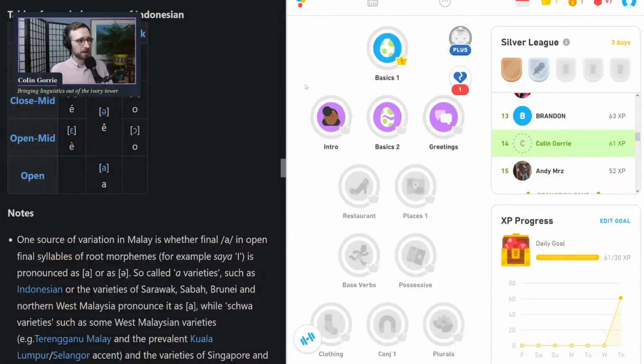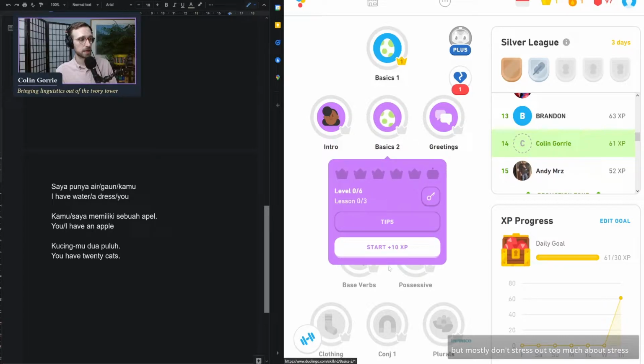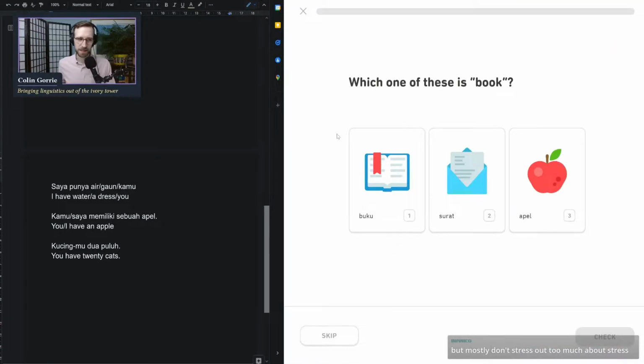Side webcam. Here we go. We now have the option of going to basics, going to intro, basics 2, or greetings. And I kind of want to see more grammatical stuff. So I think we have the best chance of doing that in basics 2. So let's give it a try. Start. Which one of these is book?